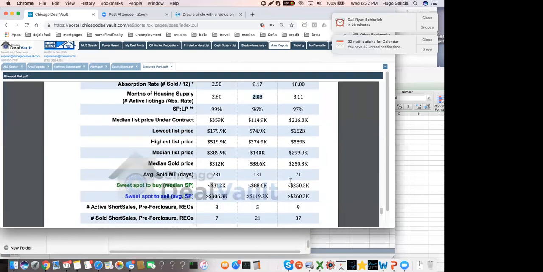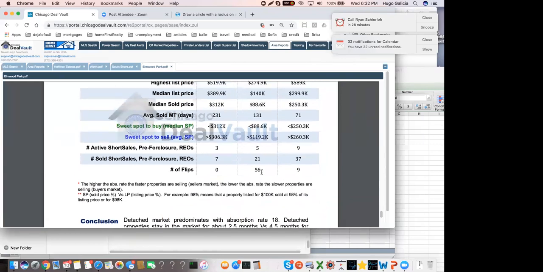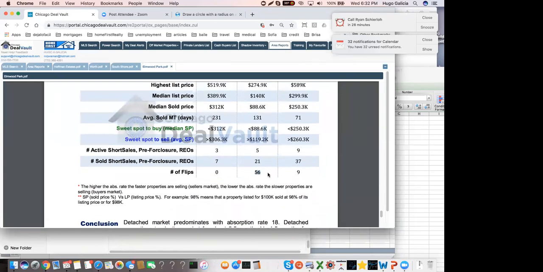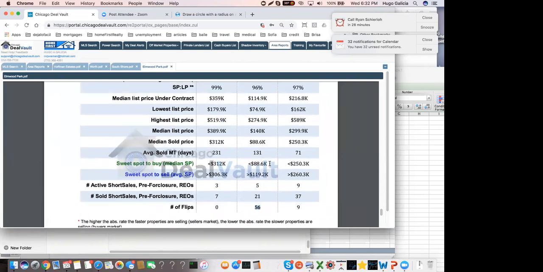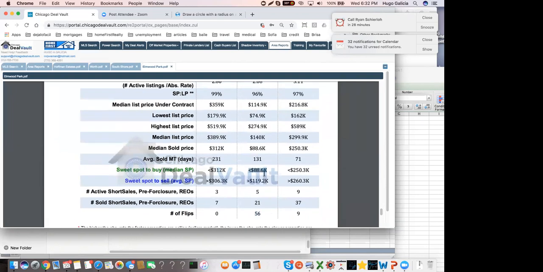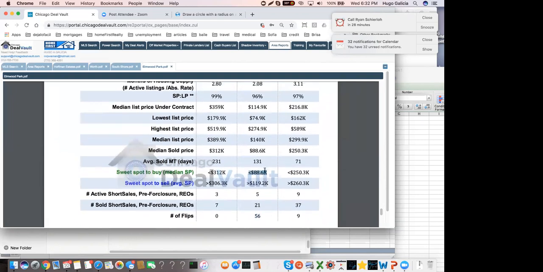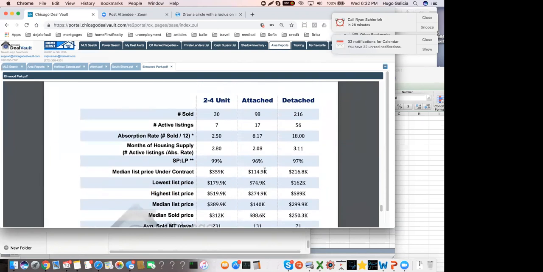Now let's look at the number of flips. So there are a substantial number of flips, 56 for single family, for condos. And again, the reason is because the entry point is low, right? You can buy a condo for less than 88,000. But this is not a hot market, friends. Okay, this is just a stable market.